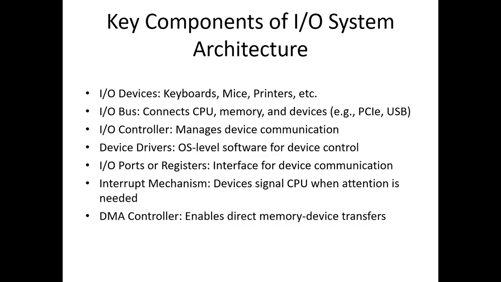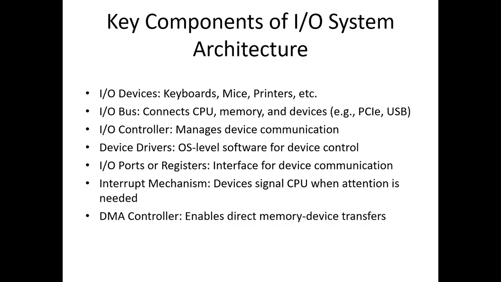The key components of the input output system architecture include the input output devices such as the keyboards, the mice, the printers, and more. Each of them has their own unique characteristics. Then we have the input output bus, which connects the CPU, the memory, and the devices, just like the runways in the airport. Examples include the address bus, the data bus, and the control bus.